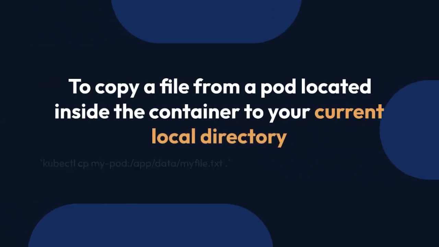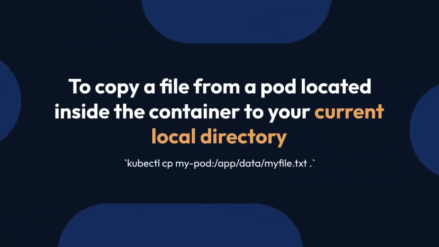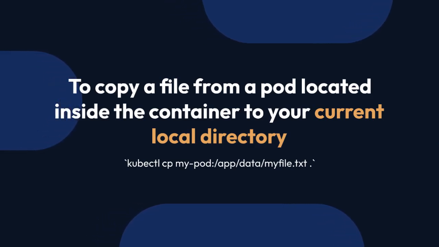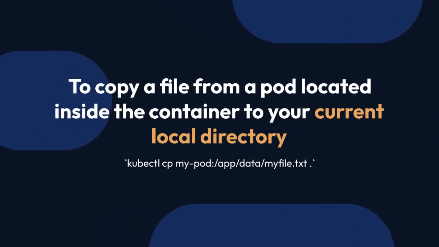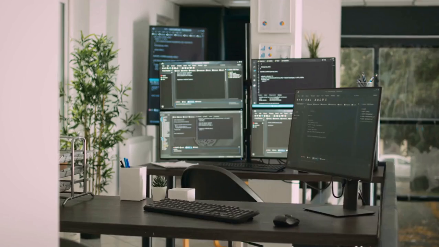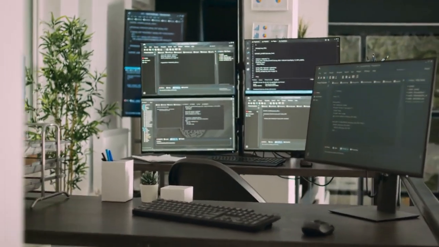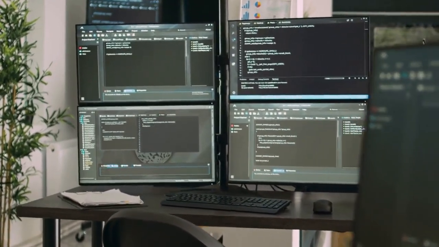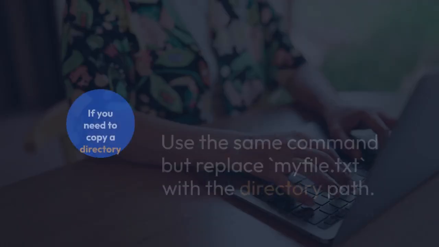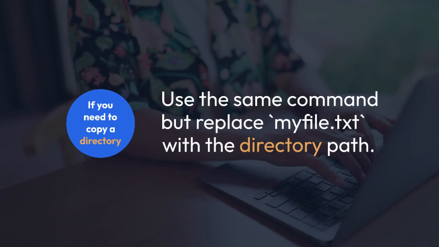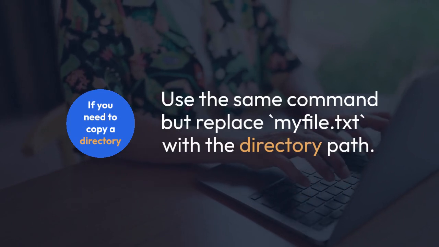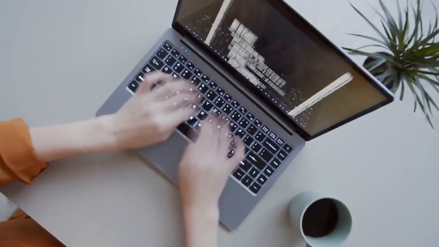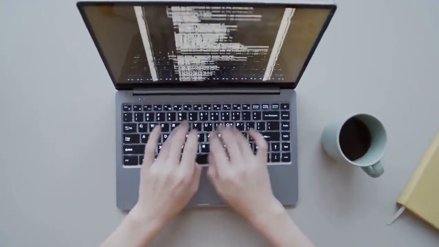For example, to copy a file named myfile.txt from a pod named mypod, located at /app/data inside the container, to your current local directory, the command would be kubectl cp mypod:/app/data/myfile.txt . The dot represents your current local directory. If you need to copy a directory, use the same command, but replace myfile.txt with the directory path. Remember to replace placeholders with your actual values.